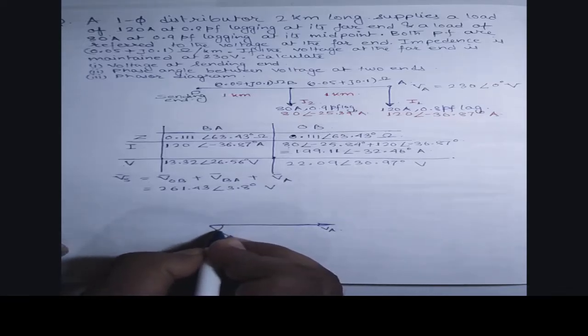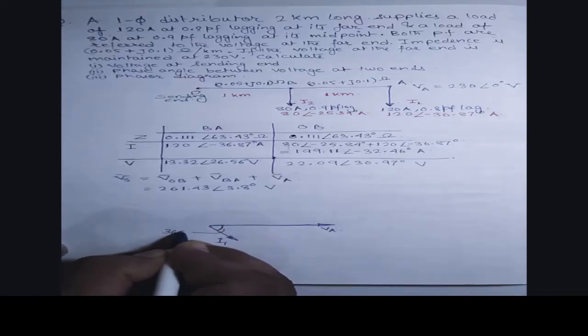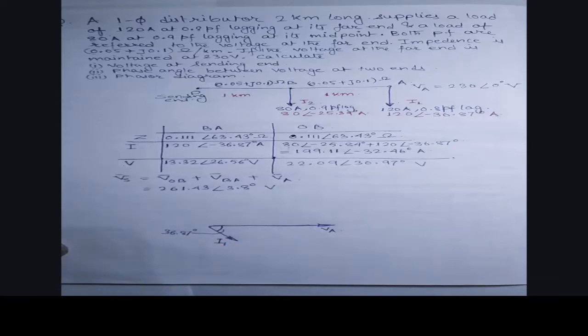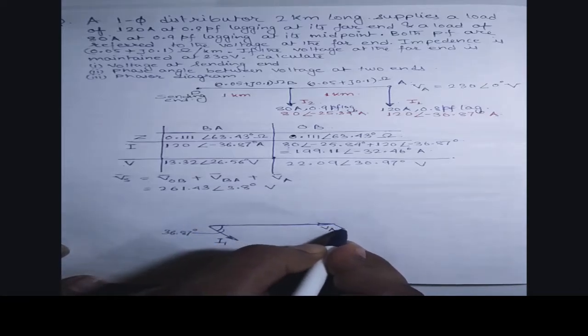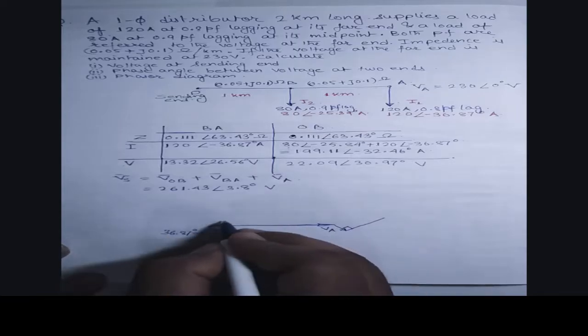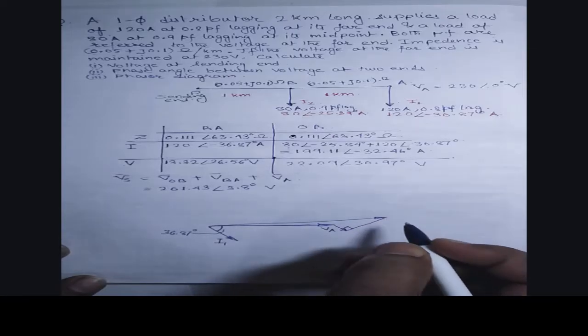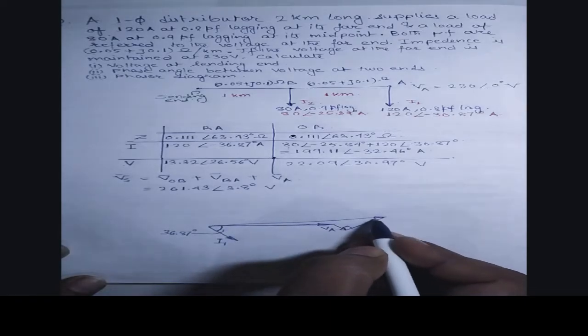The angle over here will be 36.87 degree. Okay. Now the next thing is that if this one is I1, this one will be I1 R1 and this one will be j I1 X1. This will be 90 degree. So this will be our voltage. This voltage is which voltage? This voltage is the voltage at point B.